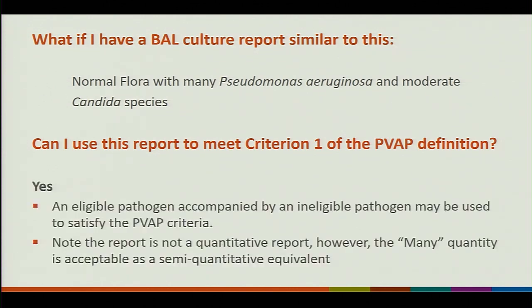And the answer is yes, because an eligible pathogen, in this case the Pseudomonas, accompanied by an excluded organism, in this case Candida, may be used to identify the PVAP criterion. You'll notice that this result was reported with the semi-quantitative result of many, which is acceptable for PVAP criterion 1.